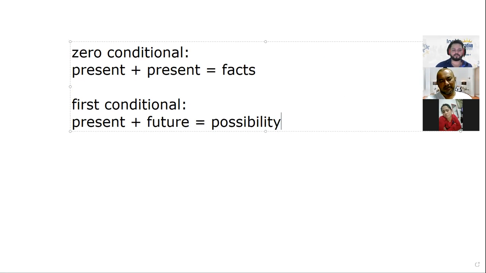Entonces, decime vos. Si me decís que tu amigo va a la iglesia cada vez que camina, ¿es un hecho o es una posibilidad? Te estoy preguntando de la oración. Si yo te digo, cada vez que voy a caminar, voy a la iglesia, ¿es una posibilidad de que vayas a la iglesia o vas a la iglesia, de verdad? Va a la iglesia. Exactly, right? So that is a fact.